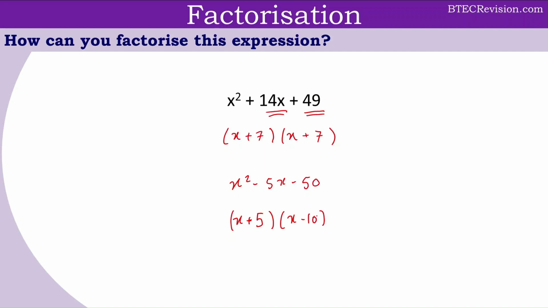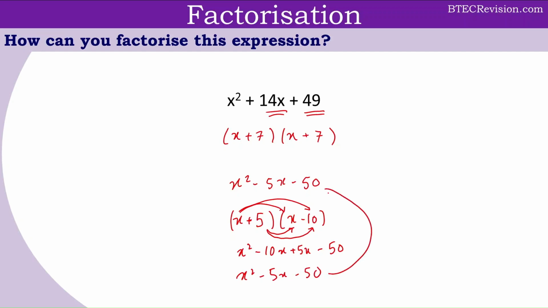Now we can check our answer. So we will multiply x and x gives you x squared. Then we'll multiply x and negative 10, so that's negative 10x. Then we have our 5x plus 5x, and then 5 times negative 10 is negative 50. Finally, simplifying, x squared, take away 5x, take away 50. And that's matching our original answer, so that is correct.